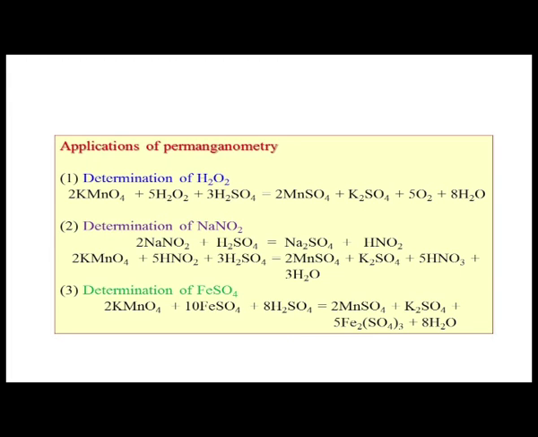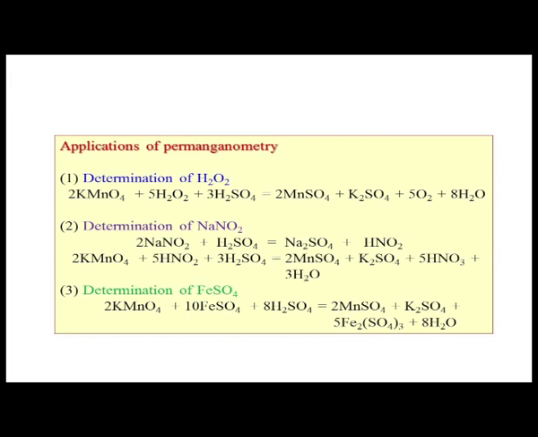Similarly, for the determination of sodium nitrite, we all know that when we dissolve sodium nitrite in an acid such as sulfuric acid, it forms nitrous acid. The amount of sodium nitrite or nitrous acid in the reaction medium can again be found out by quantitative redox titration with potassium permanganate, and this nitrous acid will be oxidized to nitric acid.